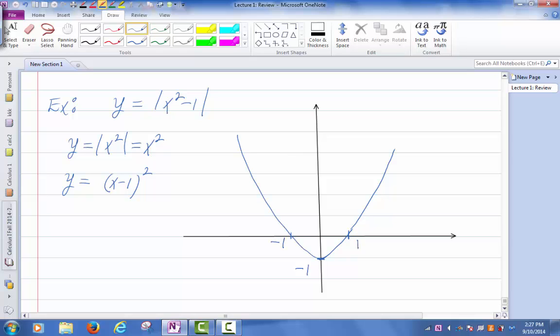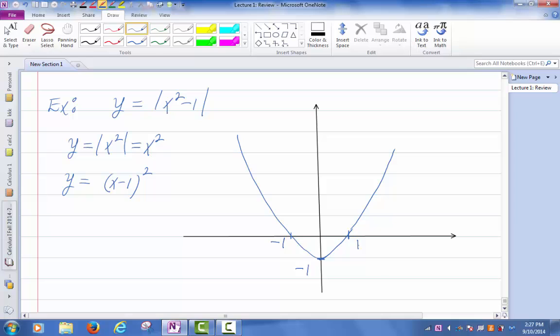Now think about what's happening then. When x is bigger than 1, the value of x squared minus 1 is already positive. So when you put absolute value, it doesn't change, right? So the graph of the absolute value function would be the same as the graph of x squared minus 1 when x is bigger than 1. Same thing happens when x is less than -1. When x is less than -1, x squared minus 1 is already positive. When you put the absolute value, nothing changes.